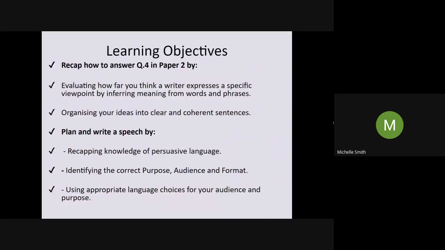Okay, well done everyone. So in terms of what we've just completed, we have planned and we have written a speech. So we recap the knowledge of persuasive devices first, we identified the correct purpose, audience and format, and hopefully we've used appropriate language choices for that audience and purpose. So what you need to do now is everything that you've used in this session, you need to make sure you turn it in on Google Classroom, where that purple button is, where it says turn it in, so that your tutors can mark it and give you some feedback.